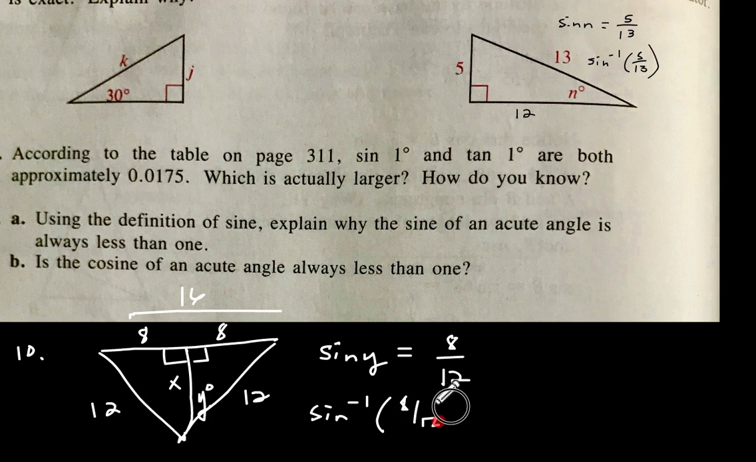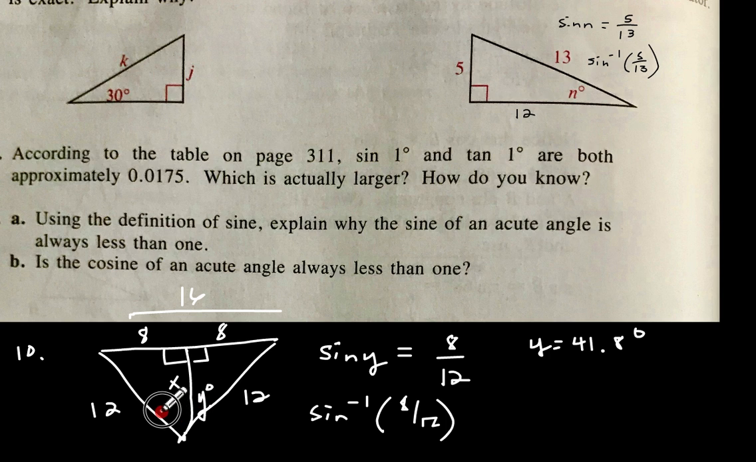You don't need to reduce it unless it really makes you happy to do that. So we're going to do the inverse sine. Sorry, my calculator's battery is going dead now. Of 8 over 12. And so we're going to get this angle, y is going to equal 41.8 degrees. So we have that.